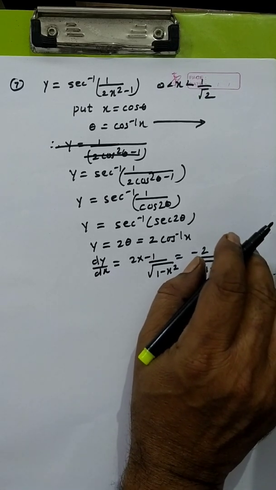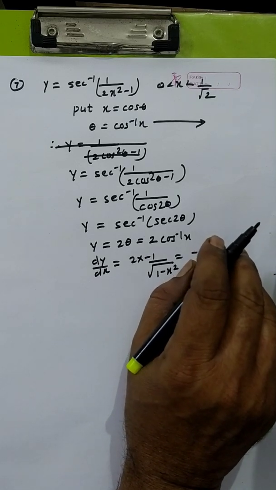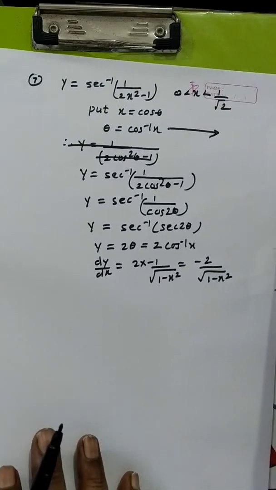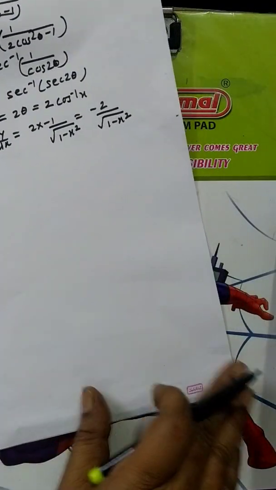So the next sum will go for y equals 2 raised to x plus 1 divided by 1 plus 4 raised to x.